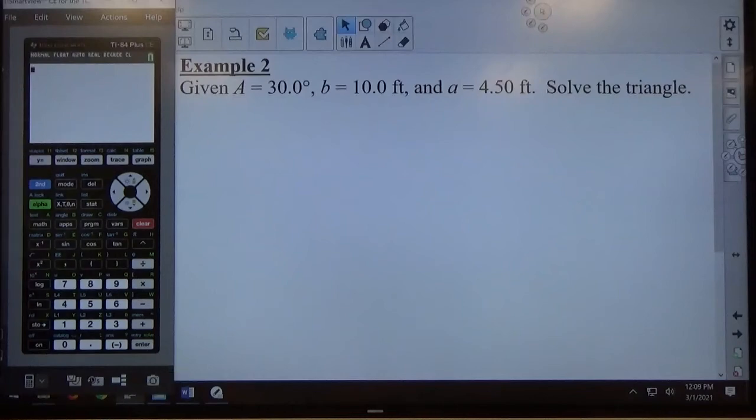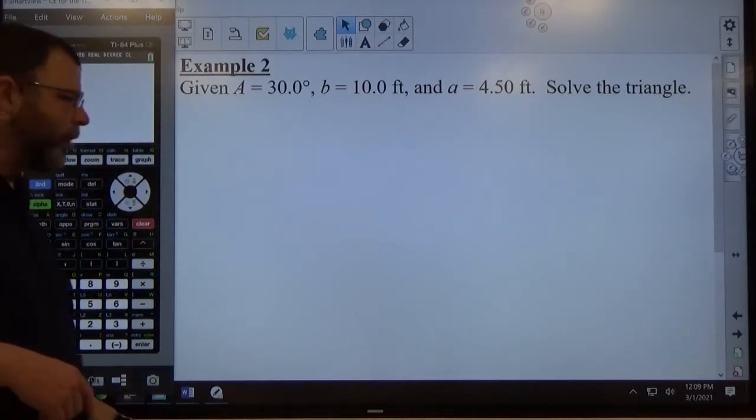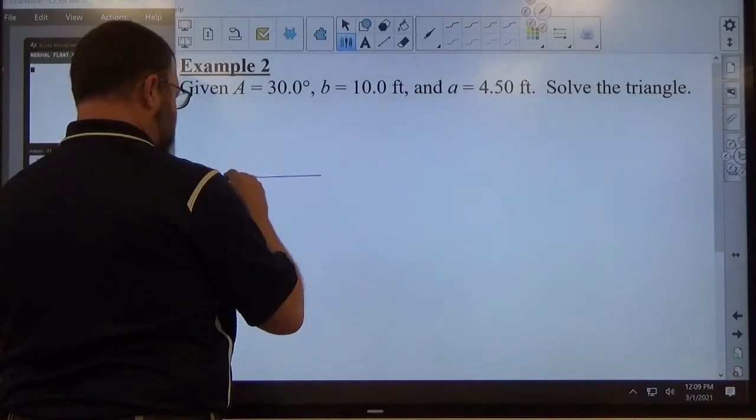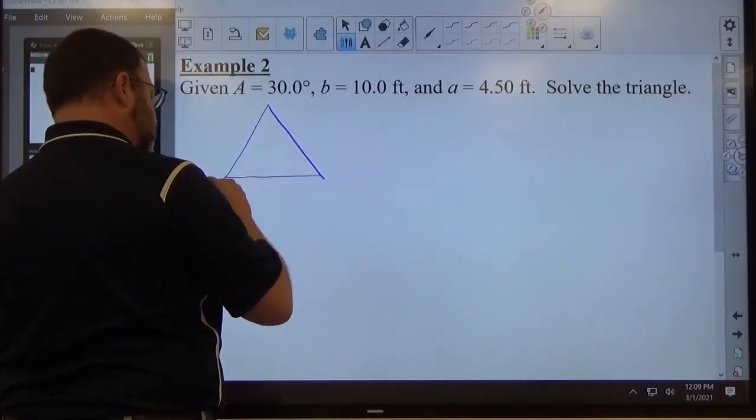If we take a look at example 2, they don't show us the triangle, they just tell us stuff about it. So again, if they're naming things A's, B's, stuff like that, just assume the triangle name is ABC, and then put things where they belong based on the angle name. So I'm going to just draw some generic ABC.